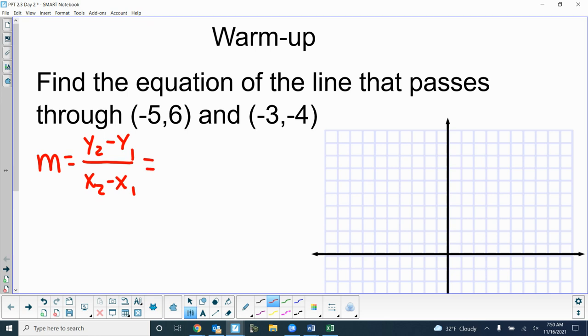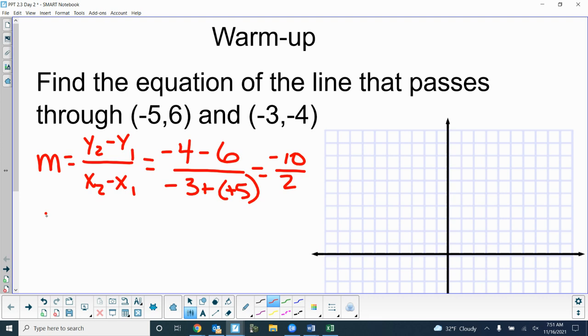So y2, negative 4, minus y1, 6, over x2, negative 3, minus x1, negative 5. So minus the negative, I have to do addition, right? So what is that? Negative 10 over 2. So my slope's negative 5, right? Everyone okay with that?